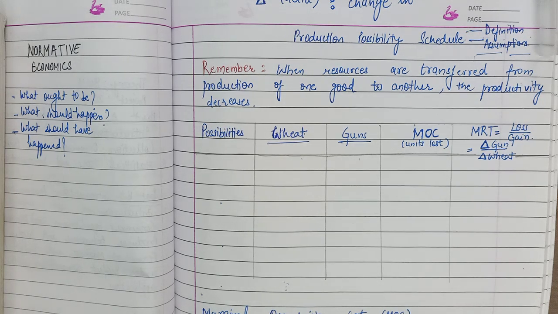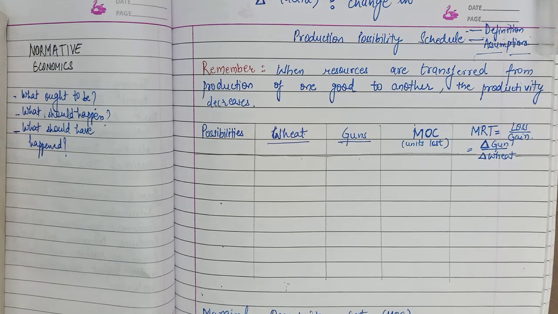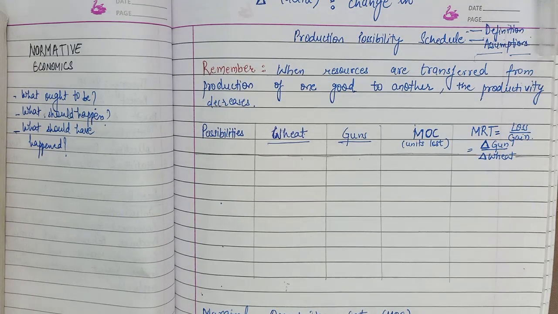Again, please remember, PPC is not telling us what that state or that particular country is producing exactly. It only tells us our maximum potential, our hidden capabilities, what exactly we can produce. So whatever the curve of PPC, that would be our maximum reach.